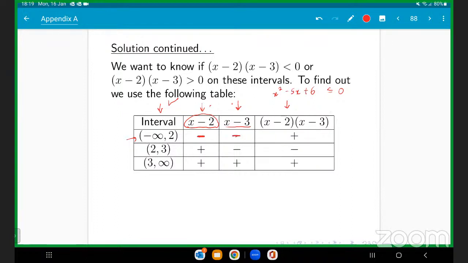Now to compute the sign of x minus 2 times x minus 3, you check the signs from the previous two columns and multiply them out. A negative times a negative is a positive, and so you have the sign of this last column for the first interval. So that one is done. Now you will do the same thing for the next two intervals.